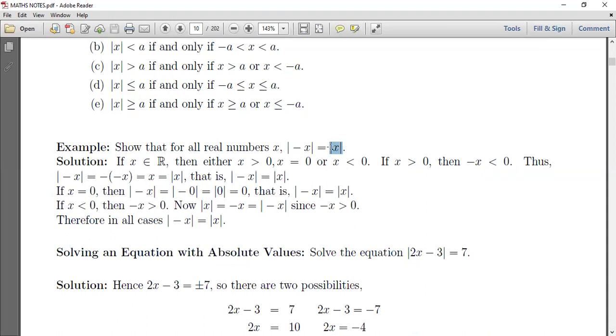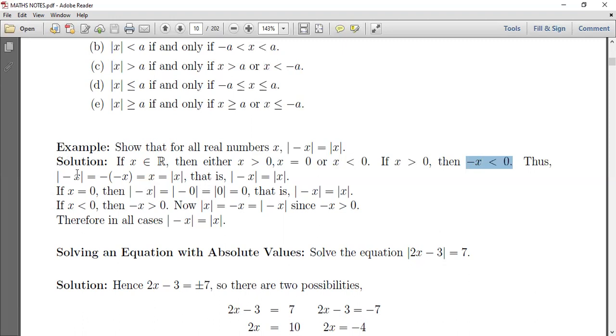Can you show that? This is the proof. When we are showing this, we say, since x is an element of the real numbers, then x can either be positive, which means it's greater than 0, or x can be 0, or x can be negative. Then we consider these three cases. If x is positive, greater than 0, then minus x is less than 0.